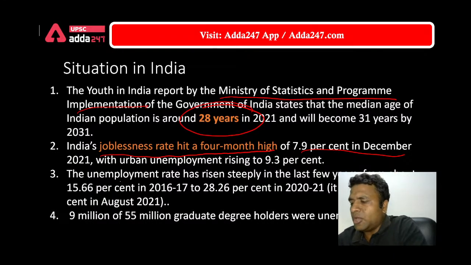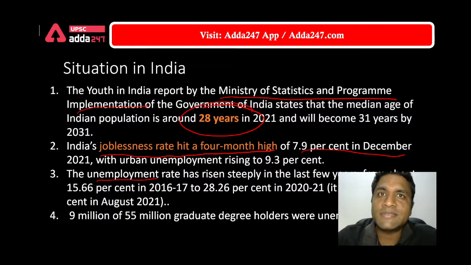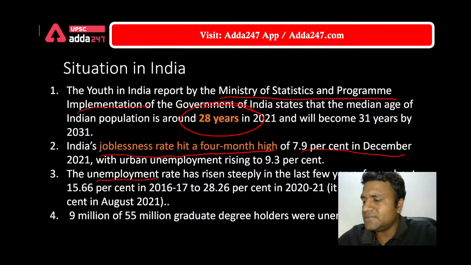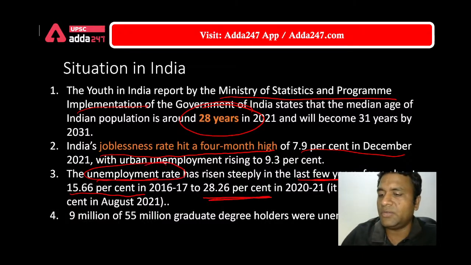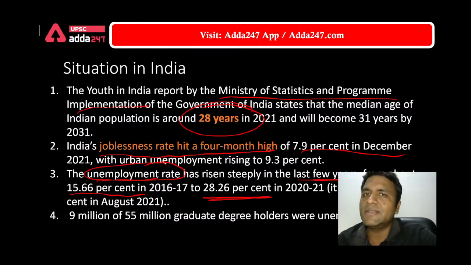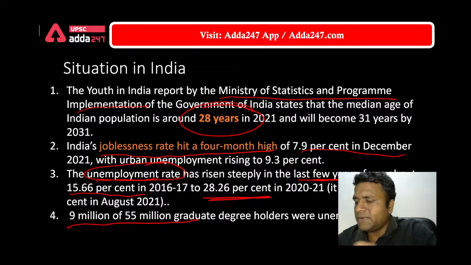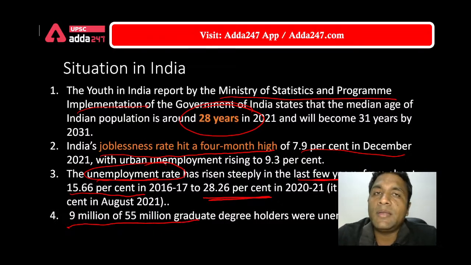All right, the unemployment rate, obviously, there are various reasons. Pandemic is again a major reason, and the pandemic has led to a lot of troubles for most of the families. And the unemployment rate has risen steeply in the last few years from about 15.66% to 28.26% in 2021. It was 32% in August 2021, but that was also because of the pandemic. So we have to take everything into consideration, but overall the unemployment rate has increased, which is a bad signal for us. Also, 9 million of 55 million graduate degree holders were unemployed in 2019.